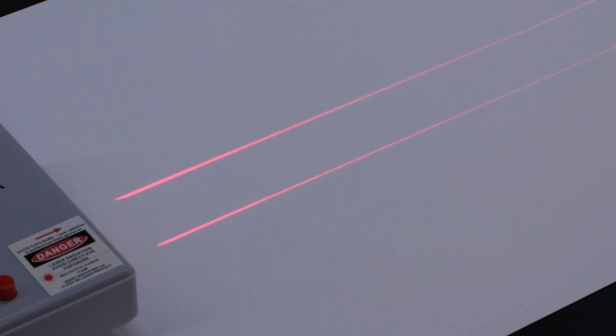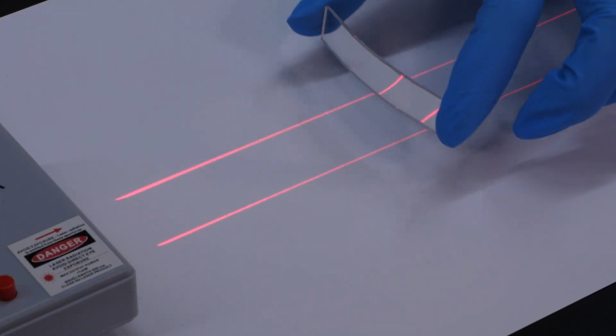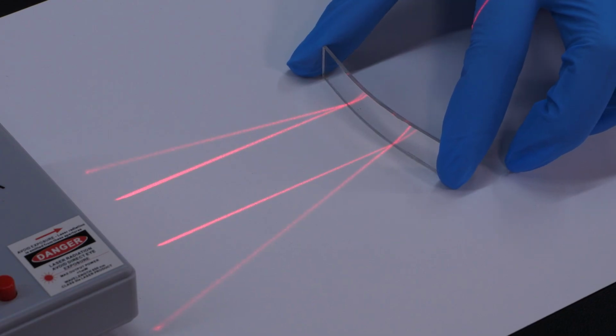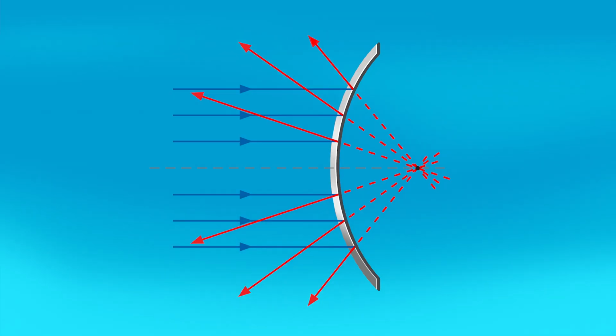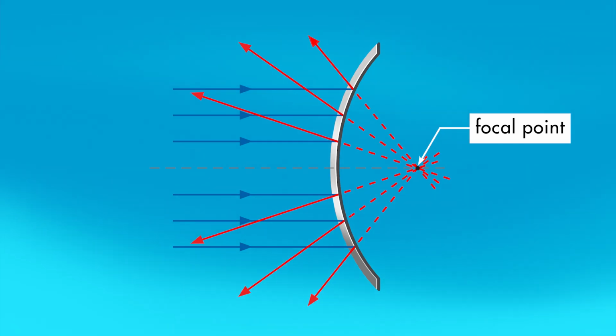Now see what happens when we insert a convex mirror into the laser beams. Instead of converging, the laser beams diverge away from the axis. Extensions of the reflected rays can be drawn behind the mirror. The extensions converge at the focal point, which is behind the mirror. Since the focal point is in back of the mirror, a convex mirror will produce a virtual image.